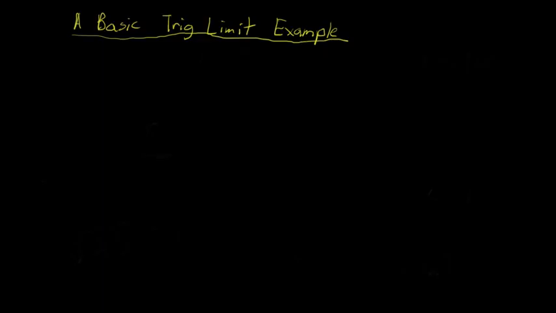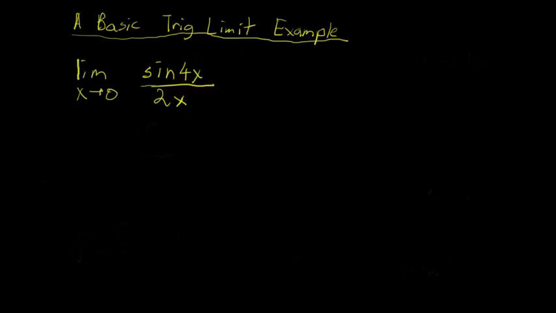Since in the last video we left off with a couple important trigonometric limits that you're going to see throughout your studies in calculus, in this video we're going to consider a simple example that uses one of those limits. So we're going to be finding the limit as x tends to 0 of sine of 4x over 2x.